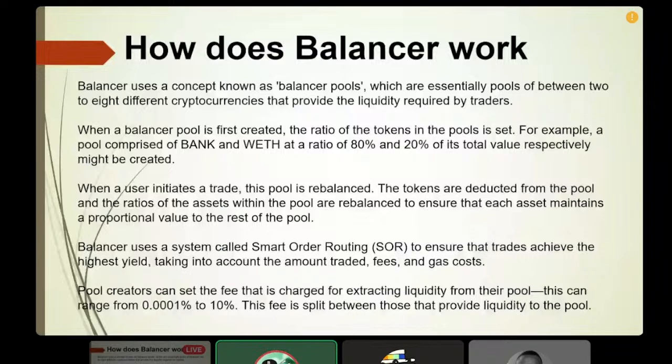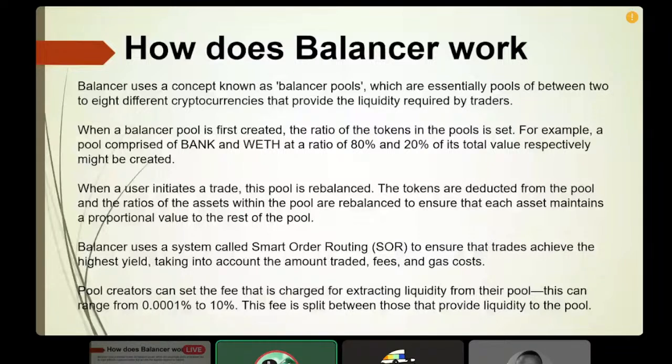Then the last factor is the BAL factor. All of these things that I mentioned affect the BAL factor. So if your pool is not properly balanced, it will affect how much BAL you receive, and BAL is the token of Balancer. That's what they're rewarding. So it will affect how much BAL you'll be receiving for your investment in that liquidity pool.